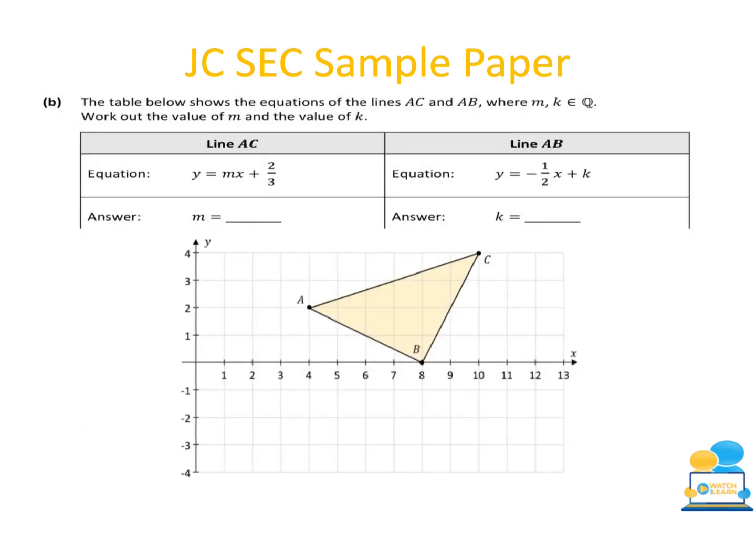Part B of this question says the table below shows the equations of the line AC and AB. Work out the value of M and the value of K in each of the equations. So we can see firstly in line AC, it gives us the equation y equals mx plus 2 over 3. So they want us to find out what is the value of m here. So they have written that equation in the format y equals mx plus c. So we should know from using this formula again that the m there represents what the slope of the line is.